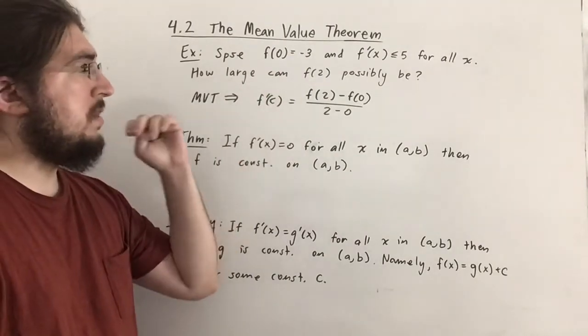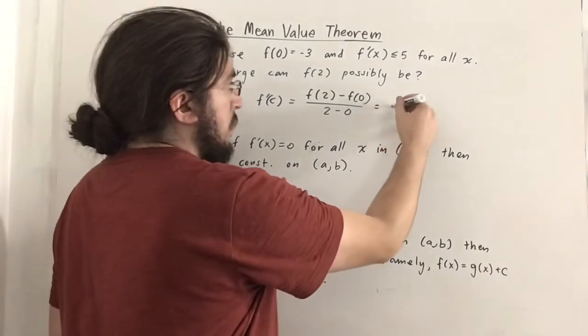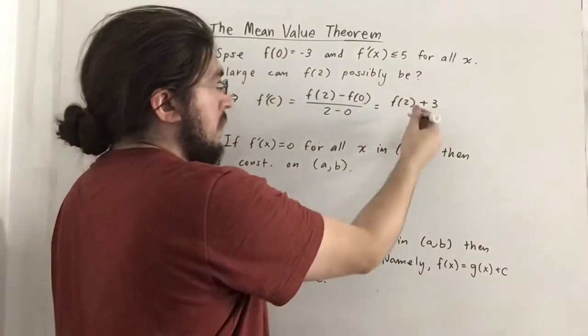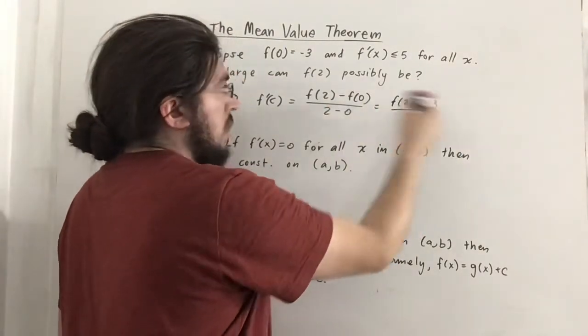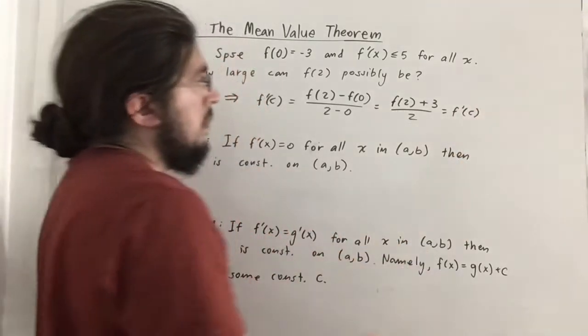F of 2 we know nothing about. F of 0 we know is negative 3. So in fact, notice this is going to be f of 2 plus 3, because it's minus negative 3, it's positive 3, all over 2. And this is again equal to f prime of c. So let me just write this kind of backwards.